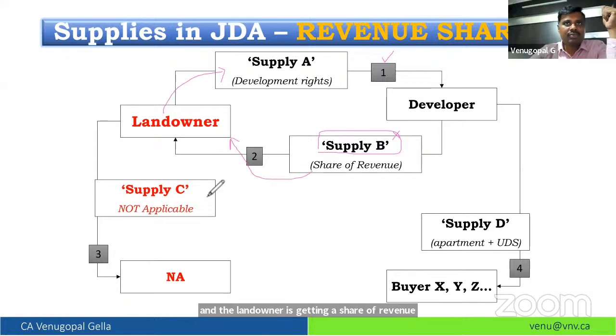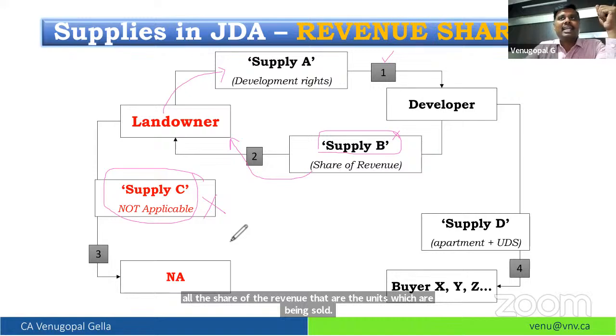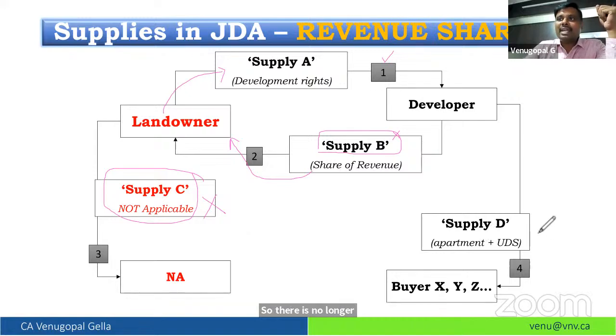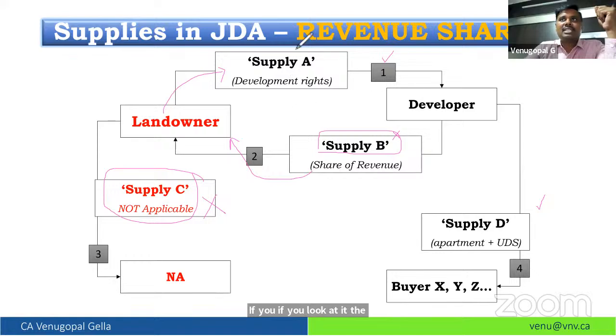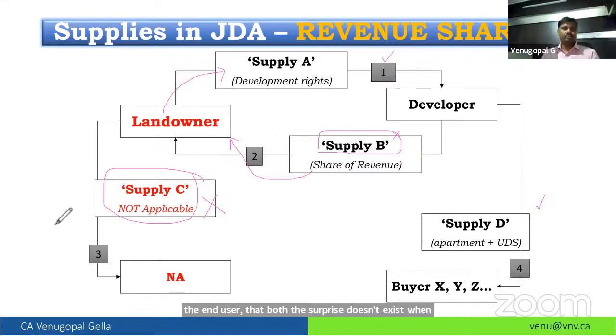And by virtue of this, the supply C, the sale to end customer, even this no longer exists in a revenue sharing, because the landowner is getting a share of the revenue from the units which are being sold. So there is no longer supply C in the revenue share, while the supply D, which is the sale to end customer by the developer, exists. If you look at the change, there was a construction services for supply B, and supply C, the end user supplies, were there. Both these supplies don't exist when it comes to revenue share.